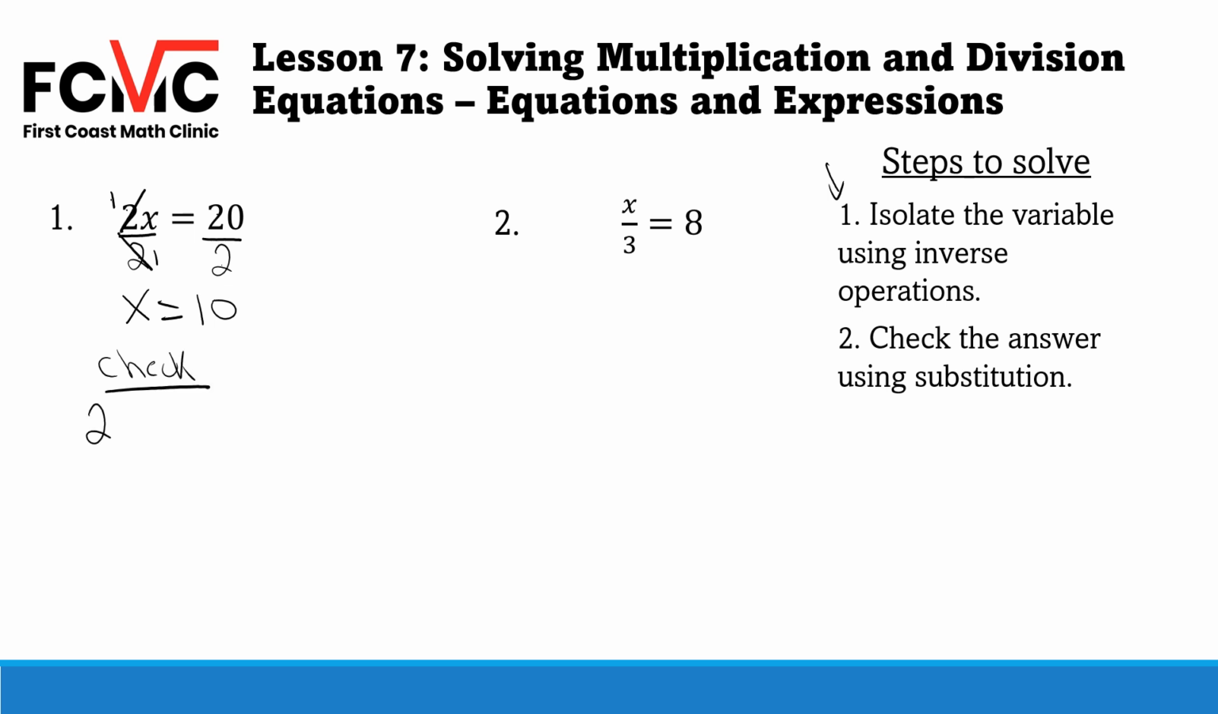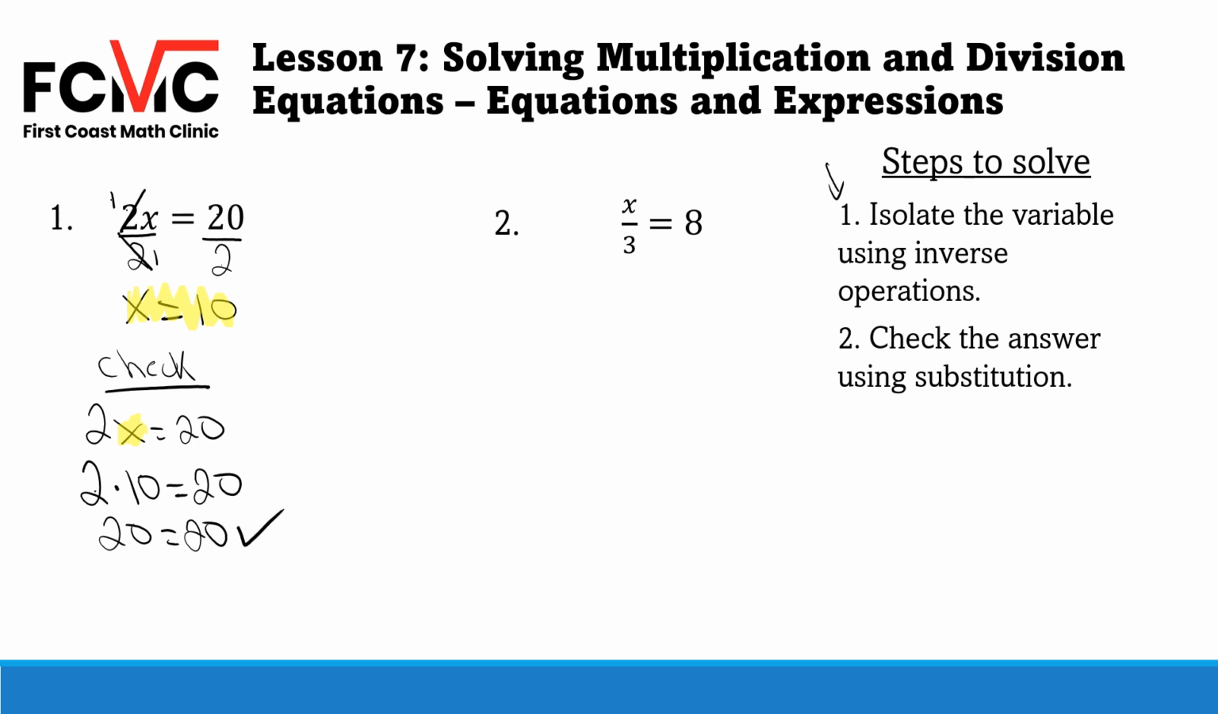Can rewrite my equation 2x equals 20, x equals 10. Let's replace the x with 10. So I'll have 2 times 10 equals 20. 2 times 10 gives me 20, and I get 20 equals 20. So the left side and the right side are equal to each other.